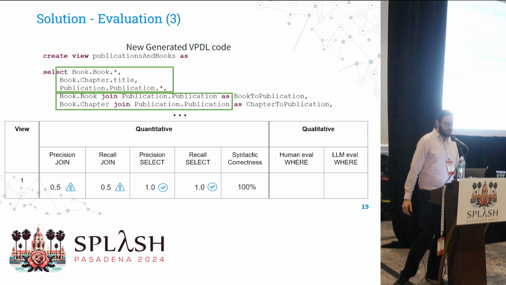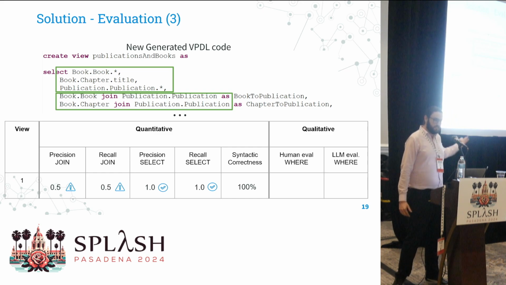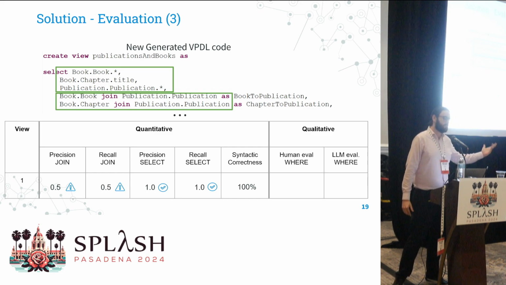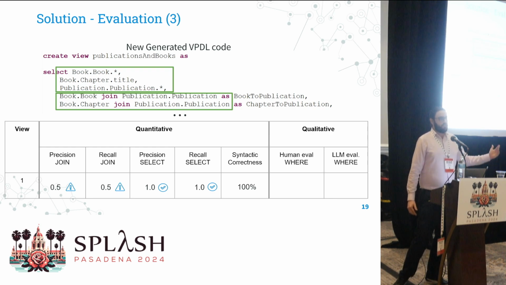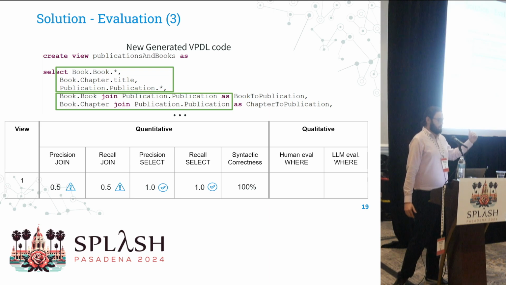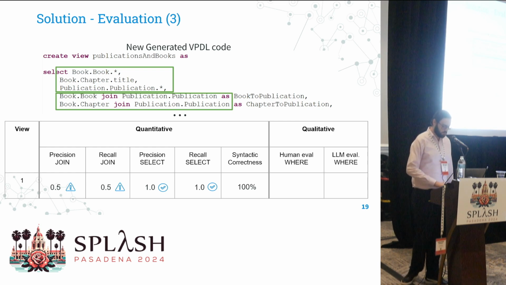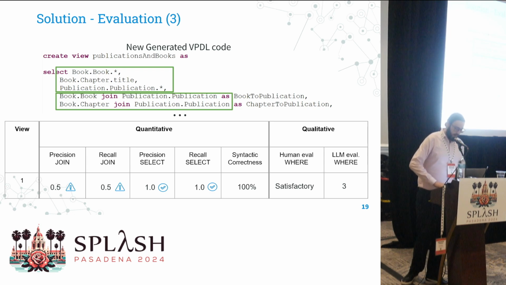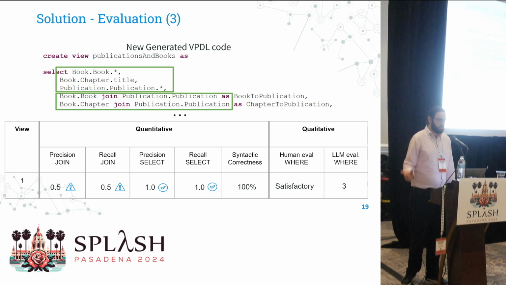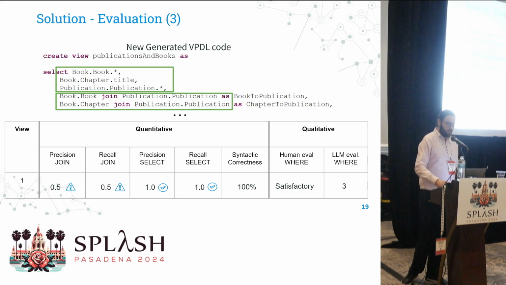I also want to highlight that we have 100% syntactically correct code. This is a VPDL code, or almost. It's a draft of a VPDL code. Even if it does not compile, it will be fairly easy for an engineer to convert it to a final VPDL code. And for the where part, since we are not generating the expressions, we are analyzing it qualitatively. So we know that from a human evaluation, it's satisfactory enough.